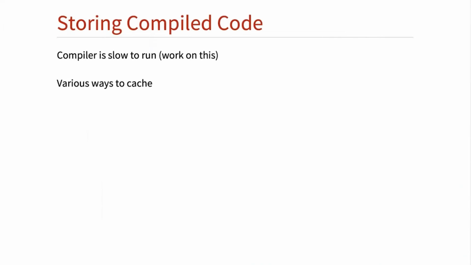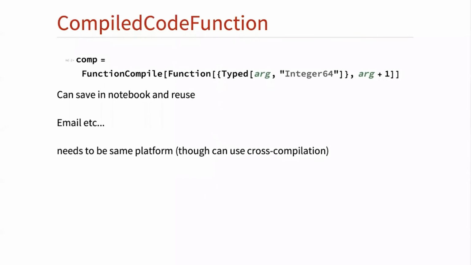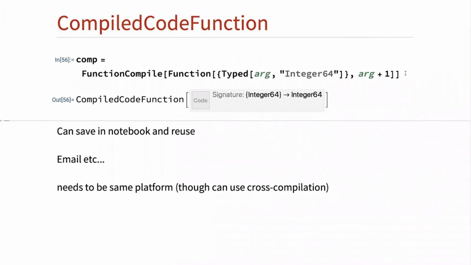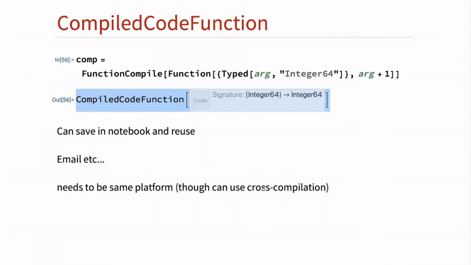Right. Working with the compiled code, the compiler is quite slow to run, and we have a program to work on and improve this, but there are various ways of caching the result. One key way of caching it is through the compiled code function itself. I can take that compiled code function and paste it in, and it works just fine, as you might expect. I could save this, or email it to someone.